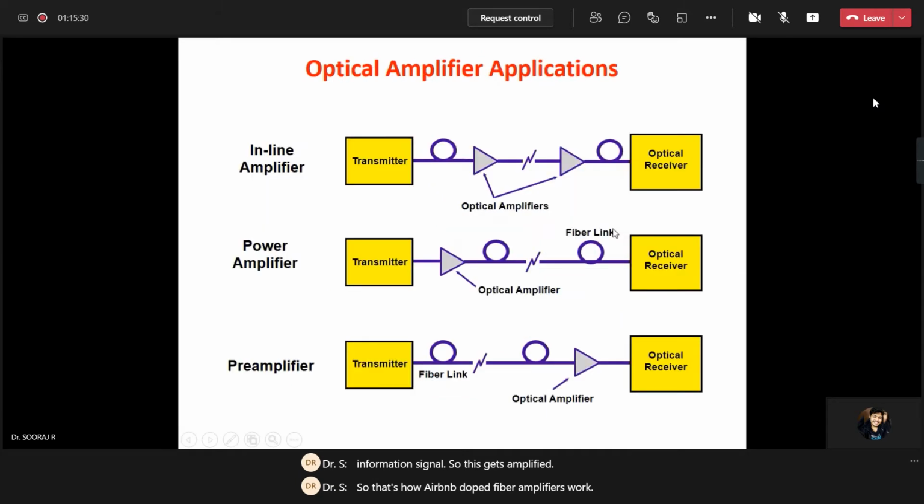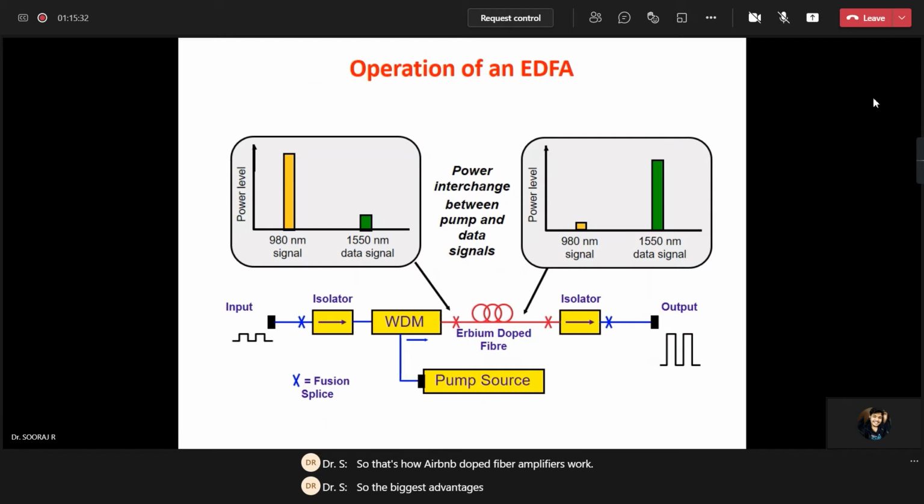The biggest advantage is that you don't have to convert the weak optical signal into an electrical signal, amplify that, and then transfer it once again. You don't have to do all that. You can directly use an optical amplifier and amplify without converting. Therefore, these kinds of devices are extremely popular these days.